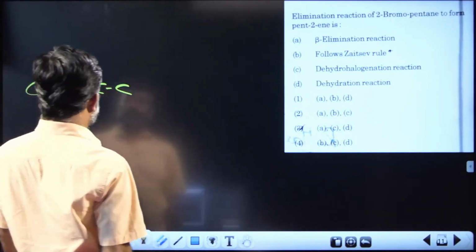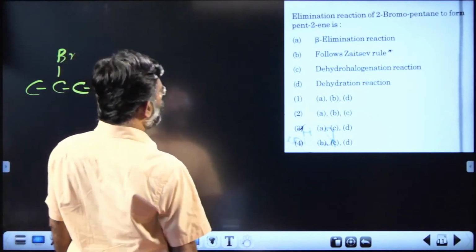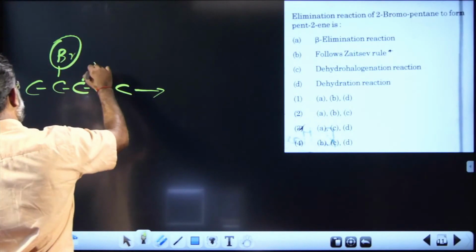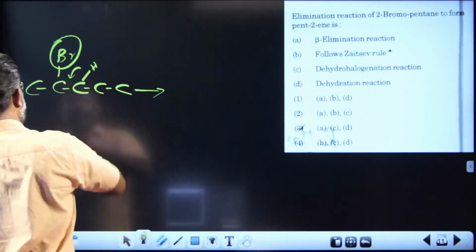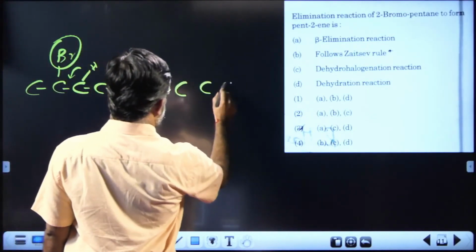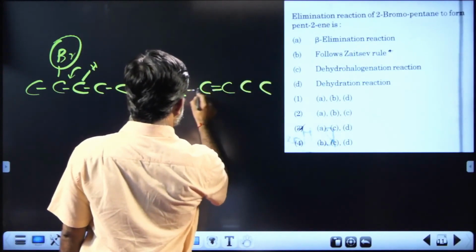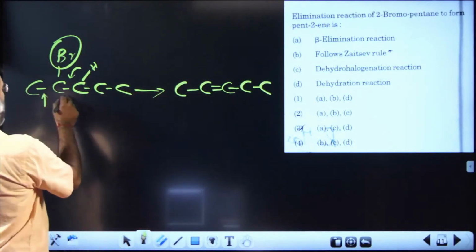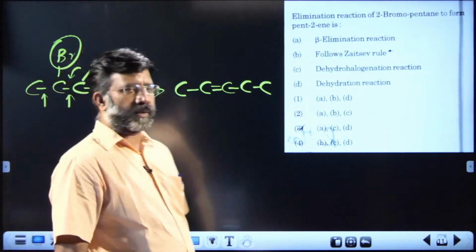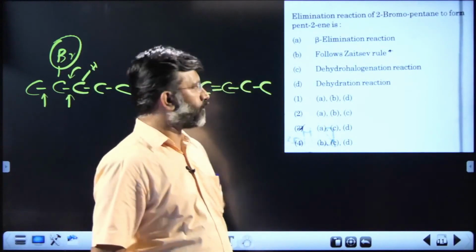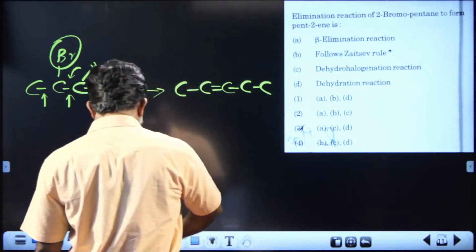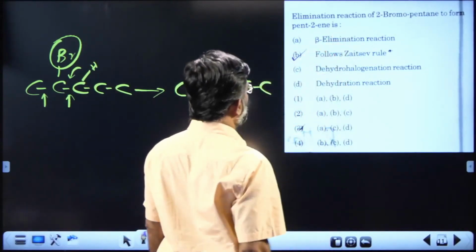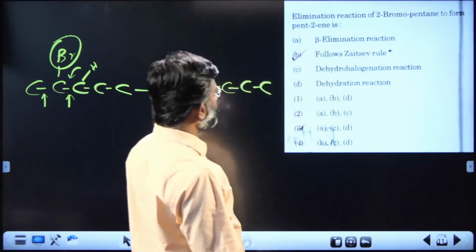This is 2-bromopentane. I am just drawing the skeleton, which is going to give you pent-2-ene. That means bromine from here and a hydrogen from here is eliminated, and you get a double bond here. You can get pent-1-ene and pent-2-ene. Pent-2-ene is the major product according to Saytzeff elimination. So it follows Saytzeff elimination. We have to find the correct statements.